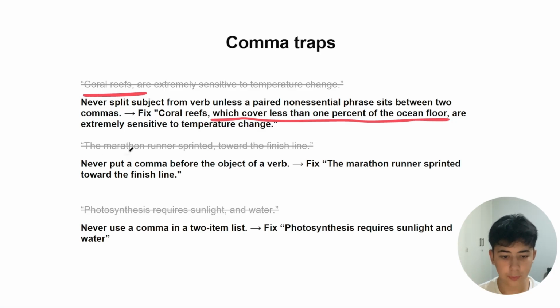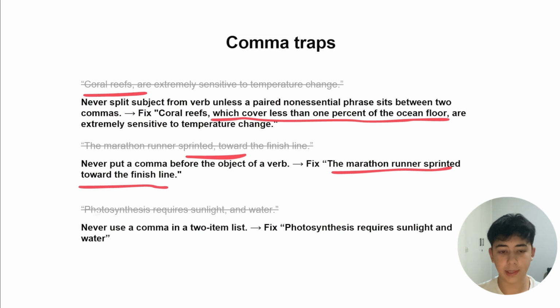So, trap number two, never put a comma before the object of a verb. The marathon runner sprinted, toward the finish line. That is wrong because there's no job that a comma is doing there. You need to fix this by just writing the marathon runner sprinted towards the finish line. That is the fix to this problem here. You just remove the comma. So trap number three, never use a comma in a two-item list.